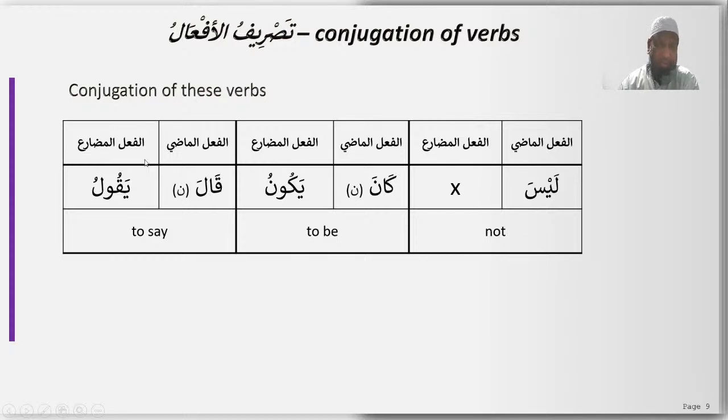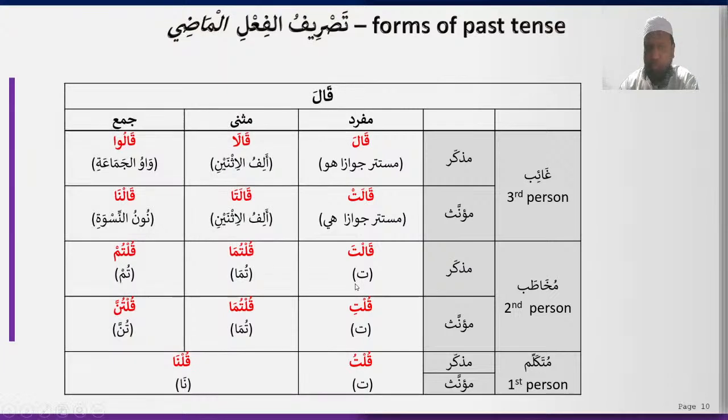So we're going to see the conjugation of قال يقول, فعل ماضي all 14 sigas, and فعل مضارع all 14 sigas, and all the إعراب: the مرفوع case of مضارع, the منصوب of مضارع, and the مجزوم of مضارع. Here we have the verb قال, تصريف الفعل الماضي, the past tense forms of this فعل قال. So let's look at it.